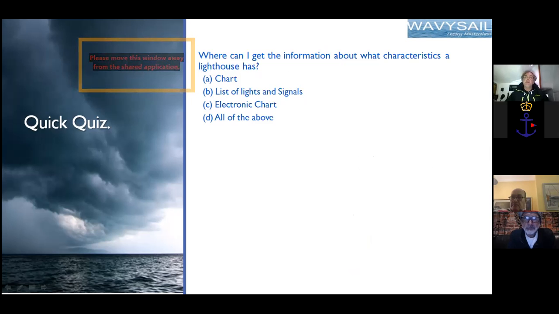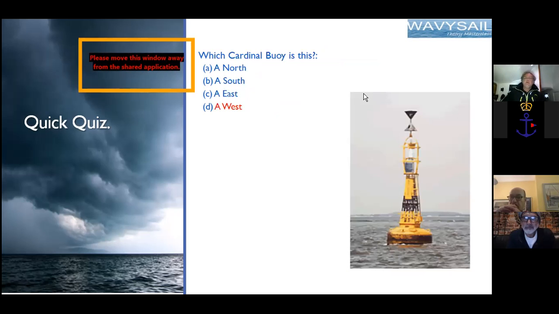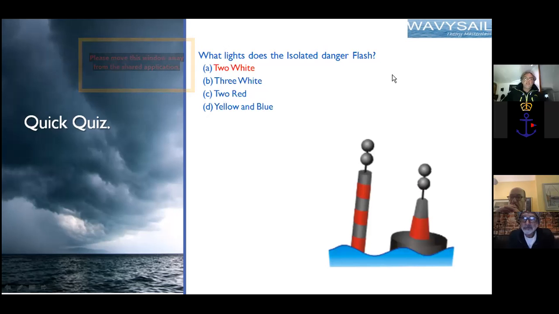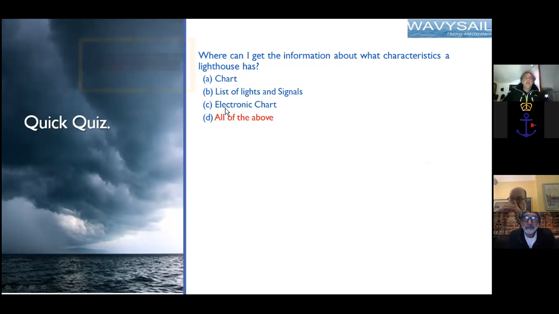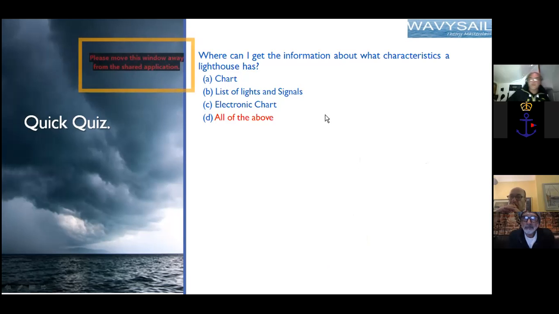And Kim, where can I get information about the characteristics of my lighthouse? From a chart, from the list of lights and signals, from an electronic chart, or all of the above? Yep, again, lots of right answers. So west, that's a westerly cardinal. Black's in the middle, yellow on top and bottom. Two arrows pointing towards each other. Two whites, always flashes two whites the world over. And you can get lighthouse information from your chart or your list of lights and signals or your electronic chart. No worries.